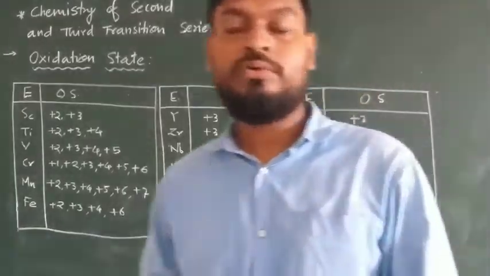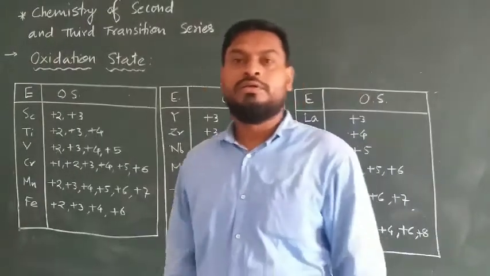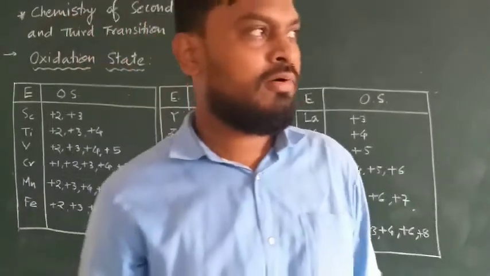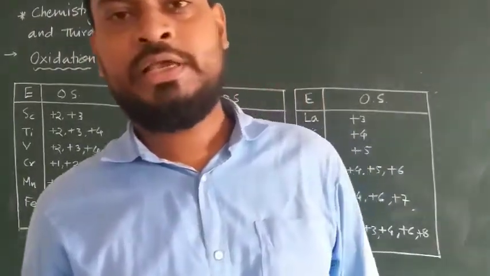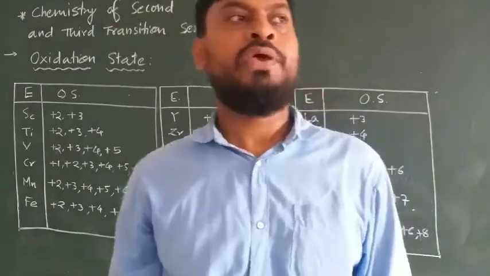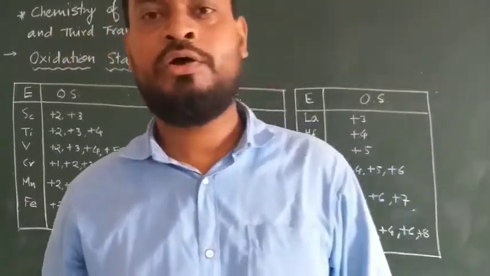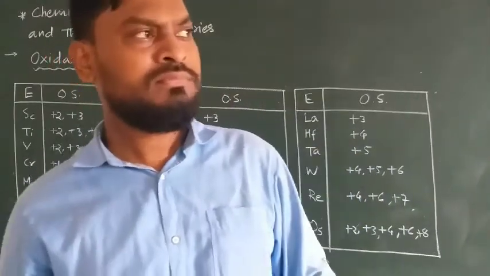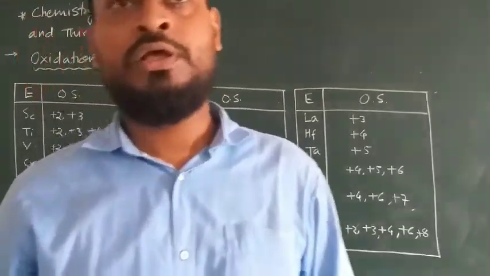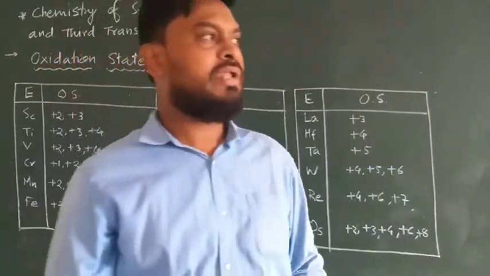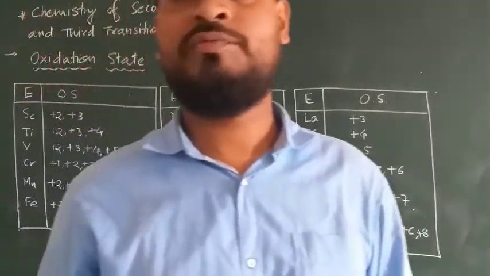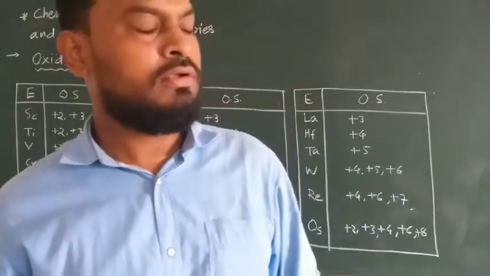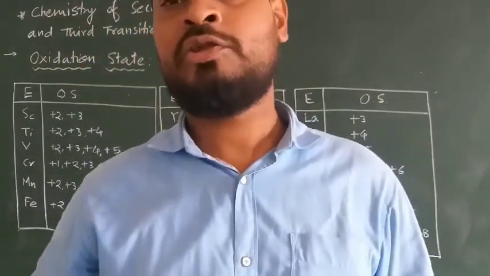Alright, we are going to discuss the oxidation states of these second transition and third transition series elements. So up to now we have finished some properties like electronic configuration, then we discussed the atomic and ionic radii. Now we are going to discuss the oxidation states of the second and third transition series elements. If you remember, when I discussed the oxidation states of first transition series elements, it directly depends upon the electronic configuration.